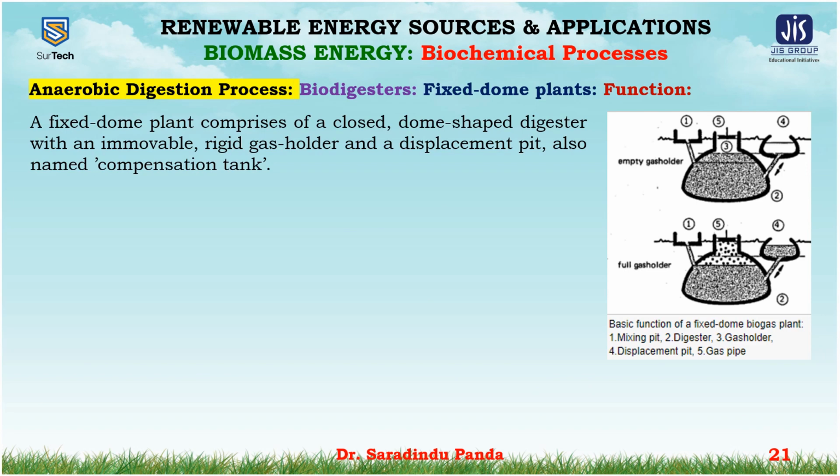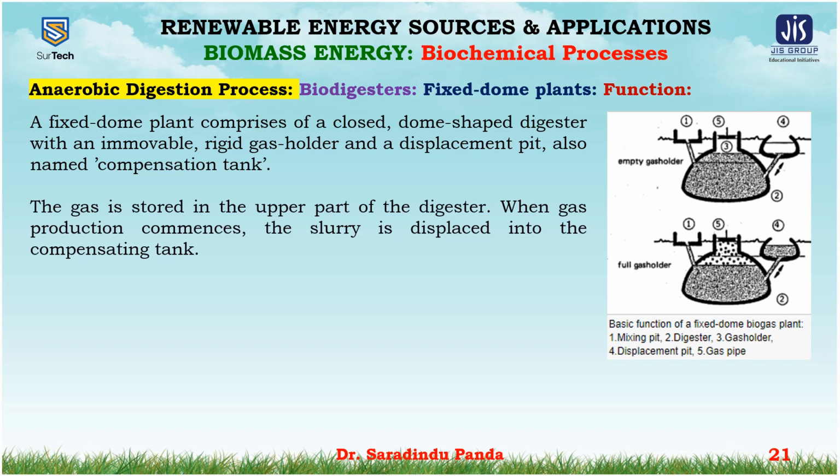Now come to the fixed dome plant function. A fixed dome plant comprises a closed dome-shaped digester with an immovable rigid gas holder and a displacement pit, also named the compensation tank. This is the mixing pit. This is the digester. This is the gas holder. 4 is the displacement pit. And 5 is the gas pipe.